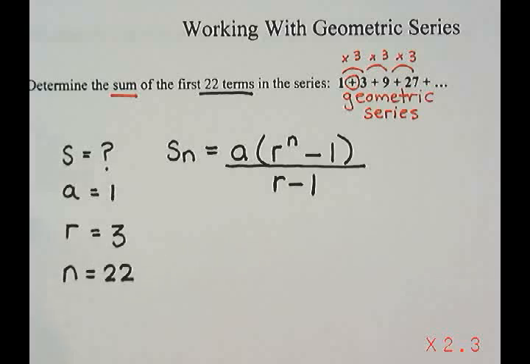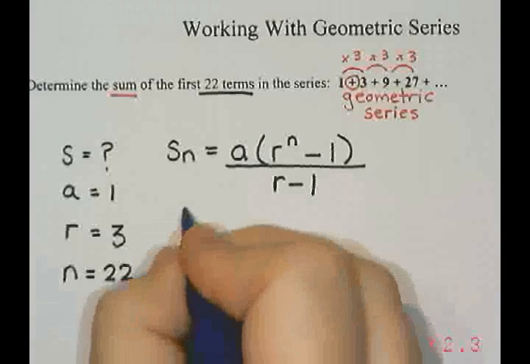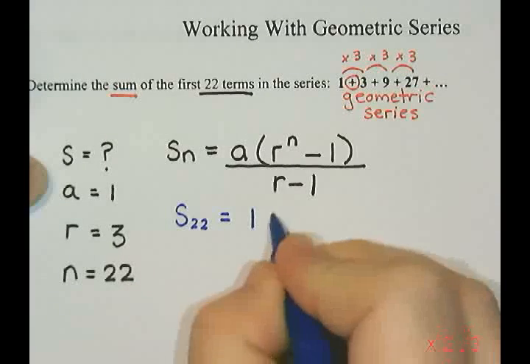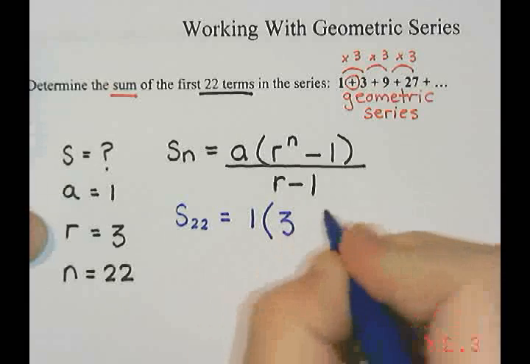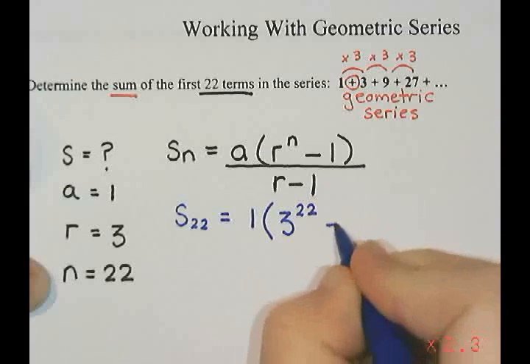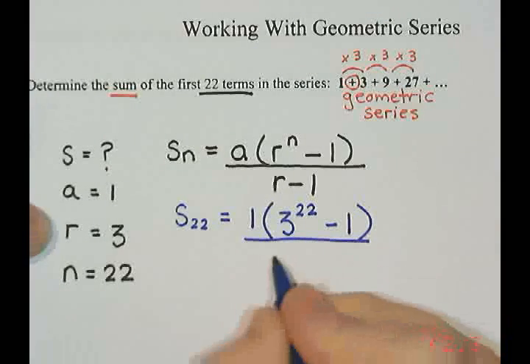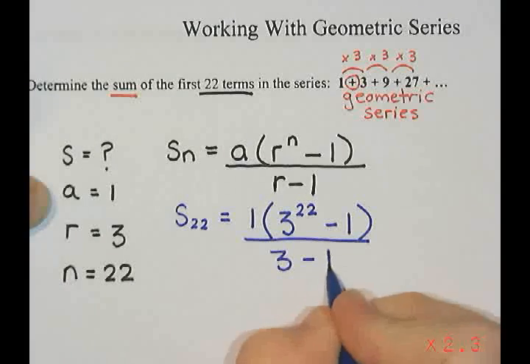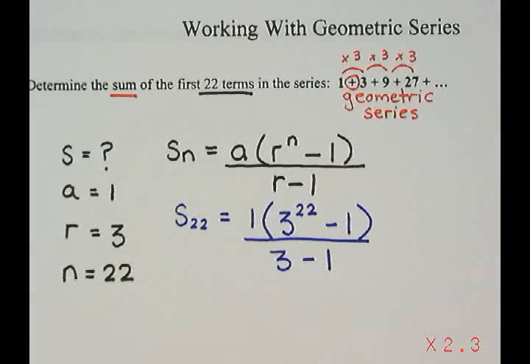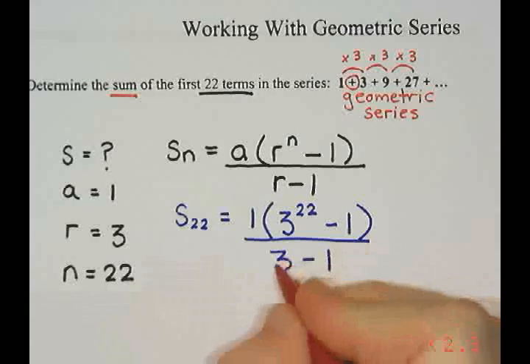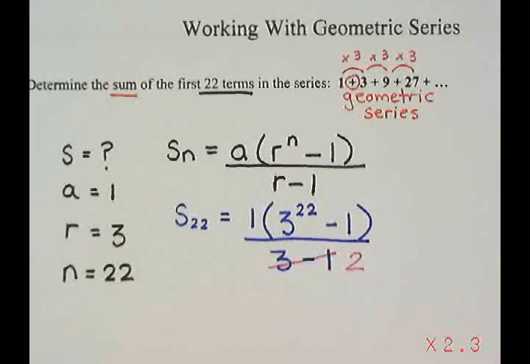So I'm going to substitute in everything I know. Now you can leave this as Sn or you can write S22. I would accept either. A in this case is 1. R is 3. N is 22. And that subtract 1 is not with the n in the exponent. It's down below. Divided by r, which is 3, take away 1. Okay, so I'm actually going to let my calculator do most of the work here. There is one thing, however, that I feel confident that I can calculate myself, and that's this number on the bottom. 3 take away 1 is 2.